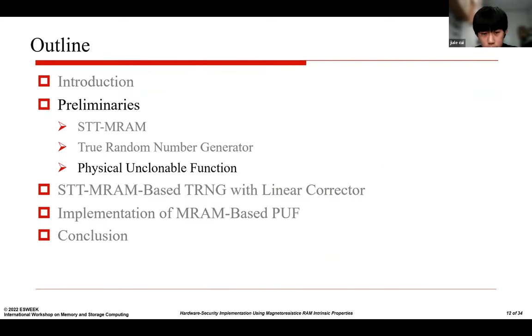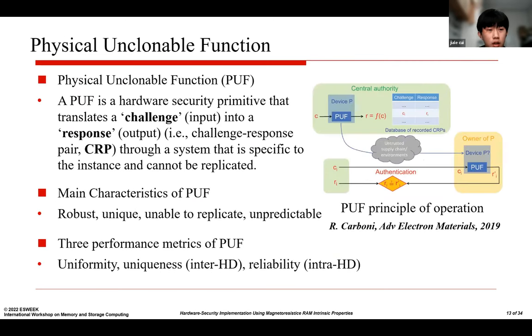And the second hardware security primitive is physical unclonable function. A PUF can translate a challenge into a response through a system that is specific to instance and that cannot be replicated. There are three main performance metrics of PUF: uniformity, inter-Hamming distance, and reliability.